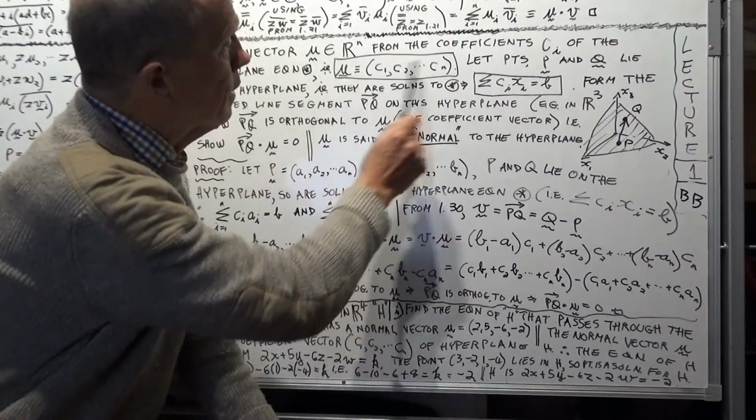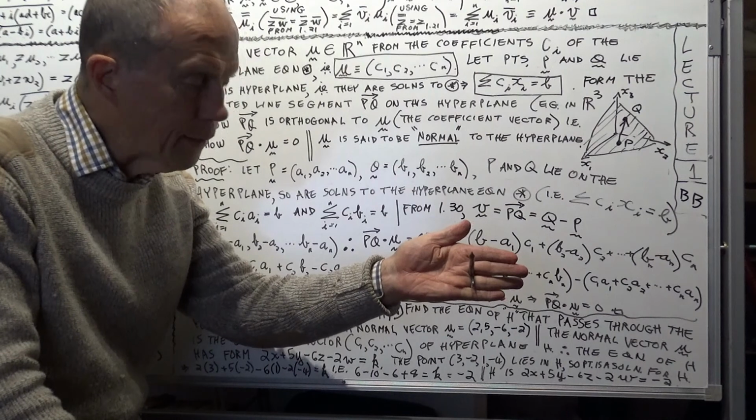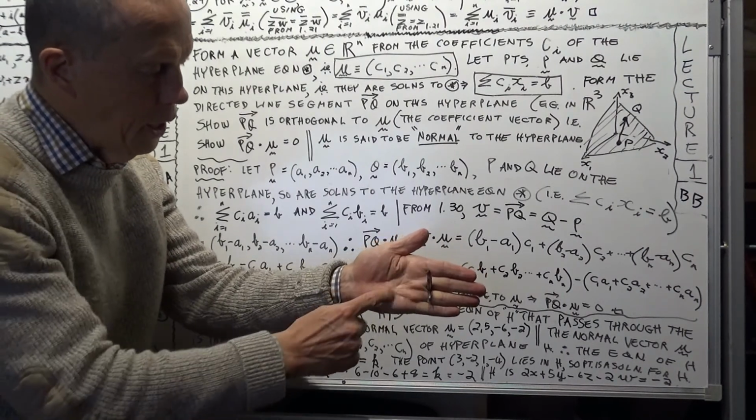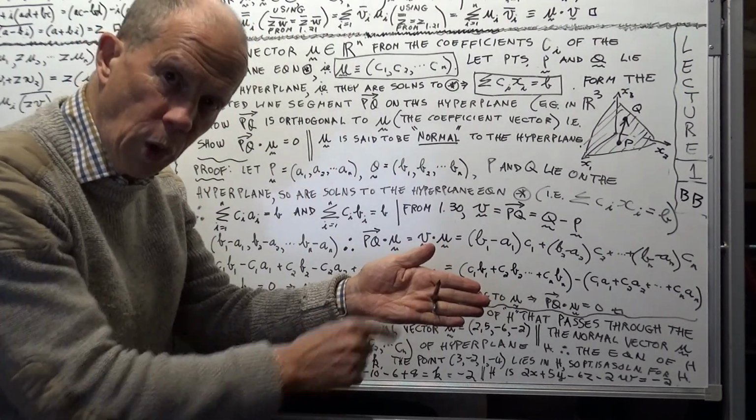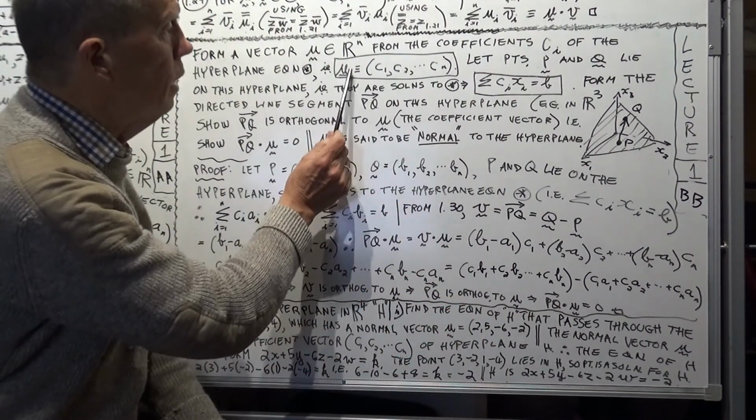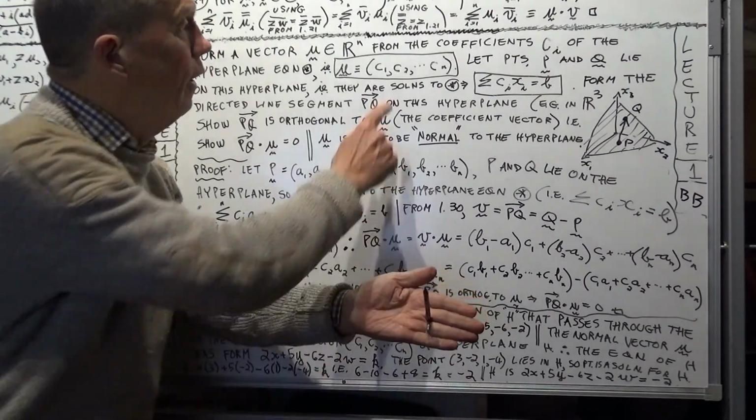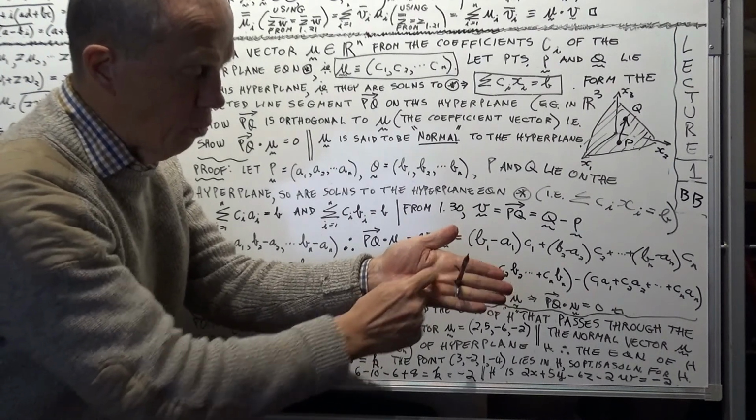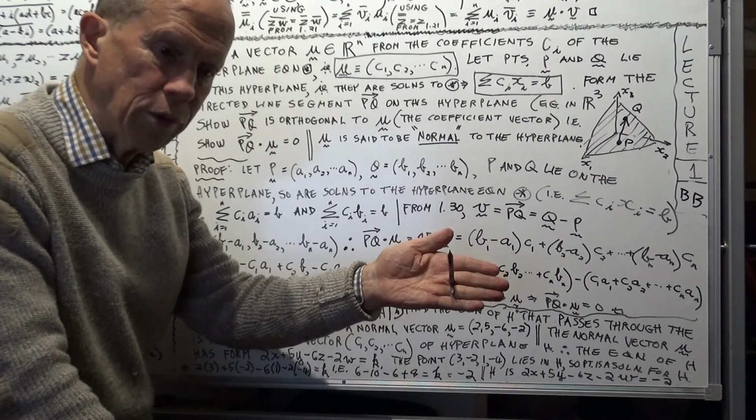Now, if that's the case, if this coefficient vector is your normal, then any directed line segment in the plane, any arrow in the plane or the hyperplane, should be orthogonal to this normal. And if it is, then this u, this coefficient vector, must be the normal if the dot product of this with any arrow, any directed line segment in your plane is zero. That's the definition of orthogonality. The dot product of those two vectors is zero.